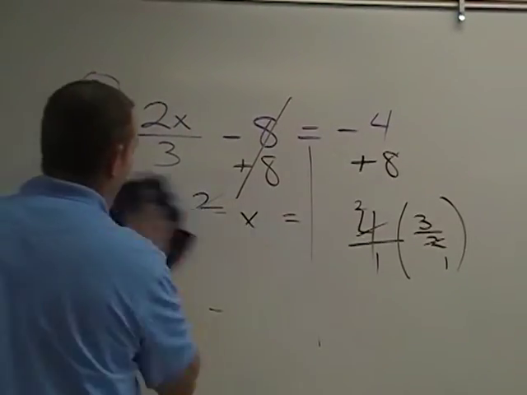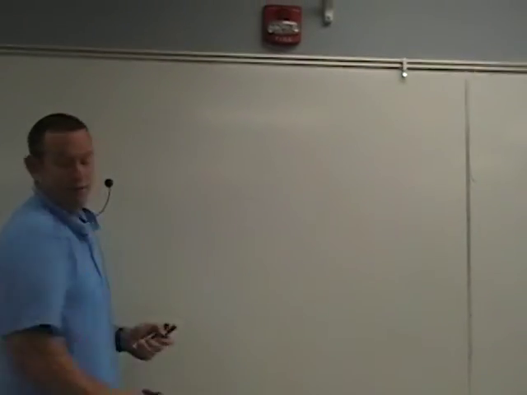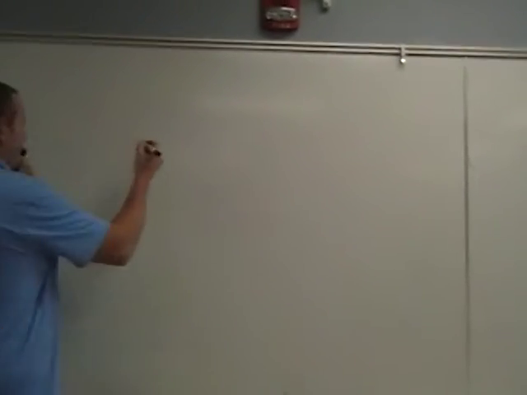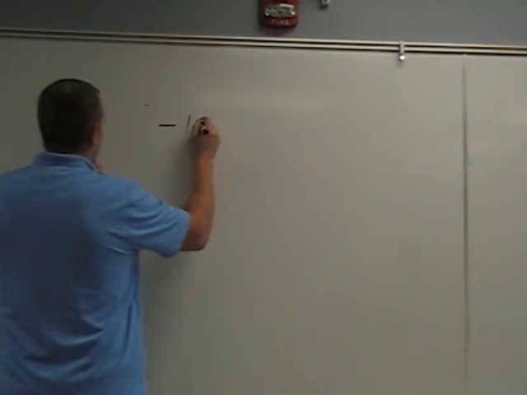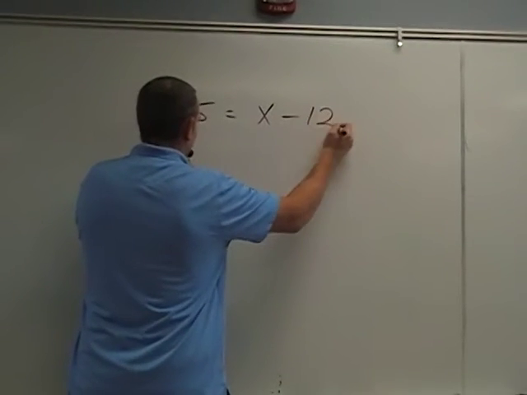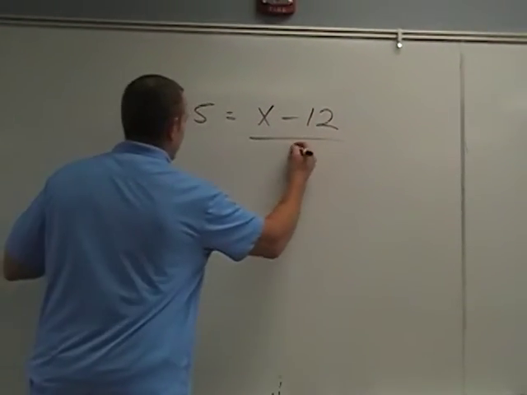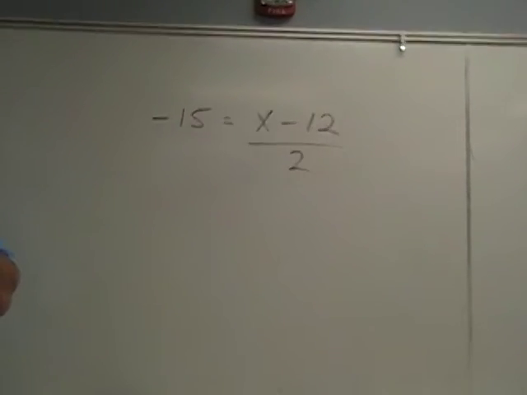Next one. Put a number 4 on your paper. Cameraman, we good? Yep. He's good. Let's get a little bit harder here. I'm kind of tired of these easy ones. Let's try this one right here. We got negative 15 equals x minus 12 over 2. This is number 4.